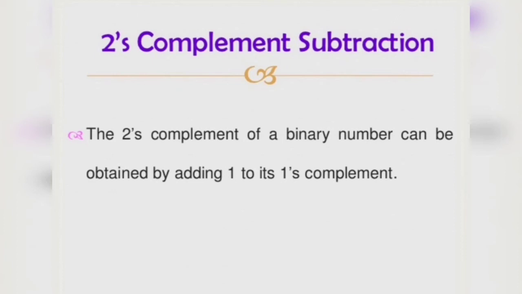2's complement subtraction. The 2's complement of a binary number can be obtained by adding 1 to its 1's complement.